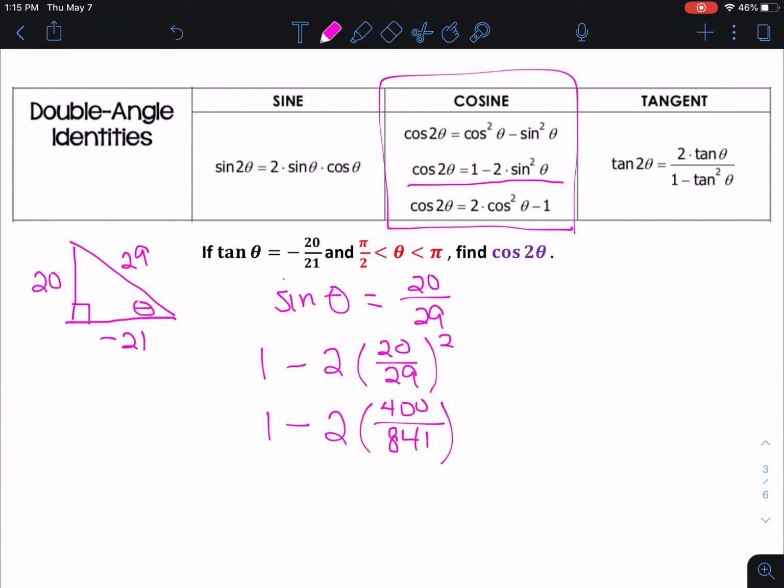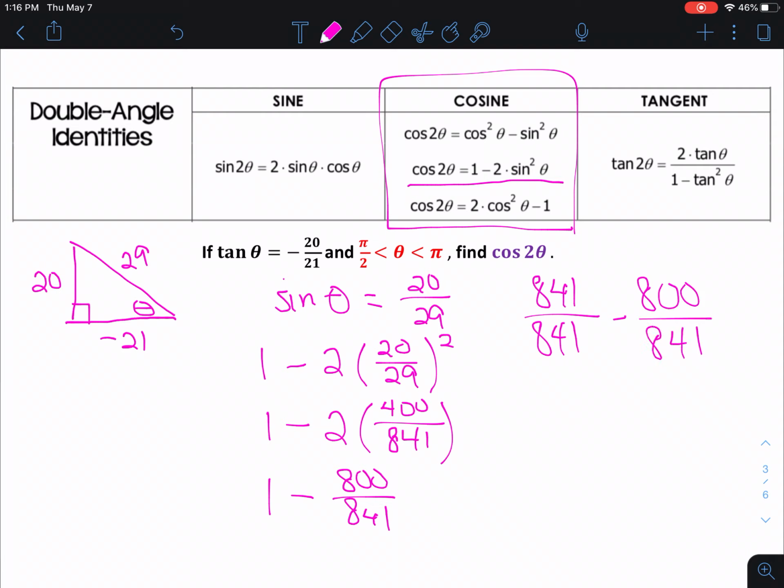Okay, now before I can subtract, I got to multiply. So I have 400 times 2, which would give me 800 over 841. Now remember, I want to have a common denominator, so 1 is going to be 841 over 841 minus 800 over 841. This would give me 41 over 841. You want to see if you can reduce that.